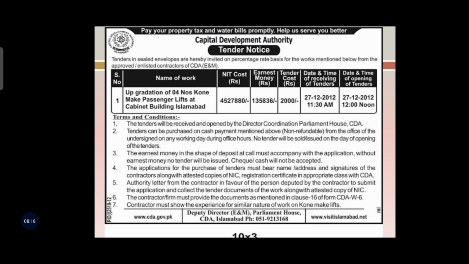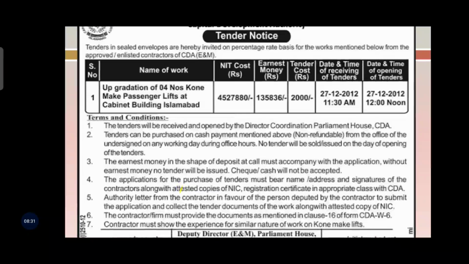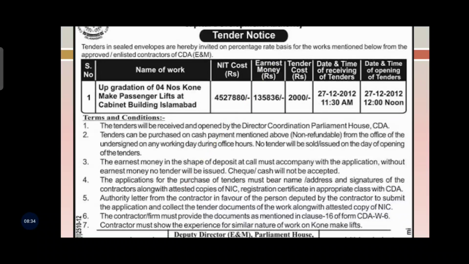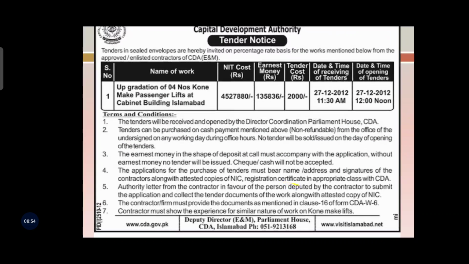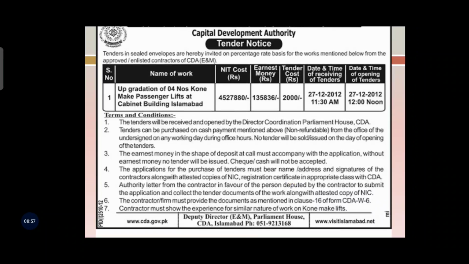And then tenders are sealed, envelopes, percentage, all this is written; it has to be given sealed. And then below, from the approval and listed contract, CD and earnest money, look, it is mentioned here for you. So, upgradation of 4 North Cone Maker passenger lifts, Cabinet Building, Islamabad. Then NIT cost, meaning the total cost of your project. Then earnest money has to be calculated. Then tender cost; we saw the blank tender cost, that is your tender cost, that is 2000. Then dates. Then the date and time for opening the tender and receiving the tender, you can write this also.